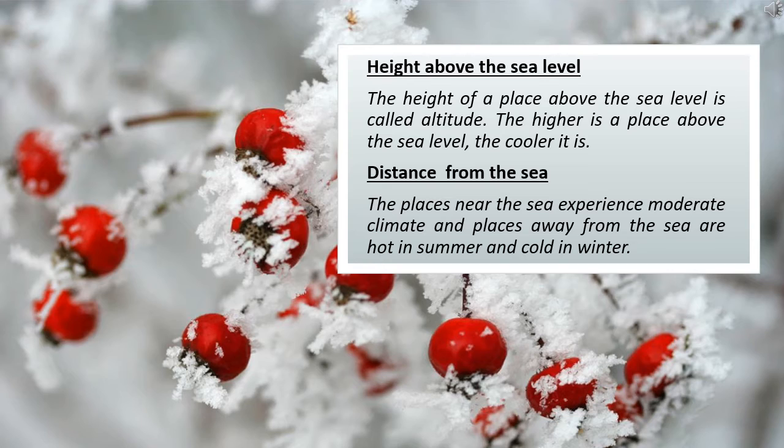Distance from the sea. The places near the sea experience moderate climate, and places away from the sea are hot in summer and cold in winter. For example, Mumbai, situated near the Arabian Sea, has a moderate climate. On the other hand, Delhi, situated away from the sea, has an extreme type of climate. It is very cold in winter and very hot in summer.